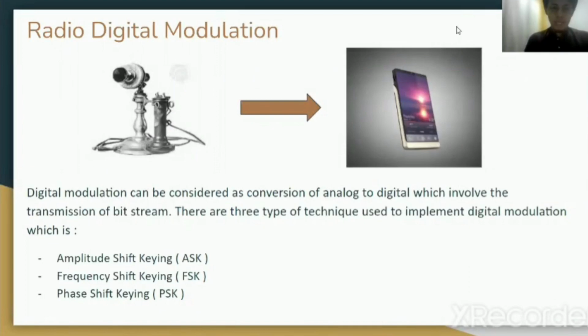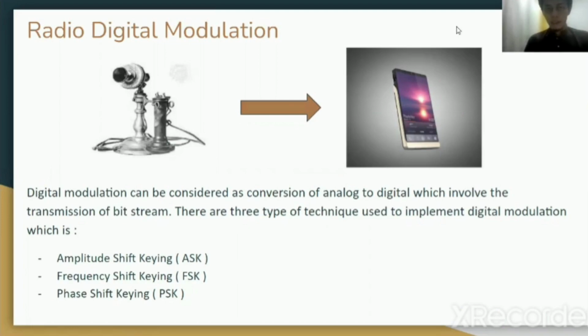Digital modulation is the conversion of analog to digital that involves the transmission of a bit stream, which is the binary code signal. Basically, people much prefer digital communication because a digital signal is much more immune to noise. The transmission efficiency is much better in digital communication than analog communication, so the information carried by the digital signal is much better.